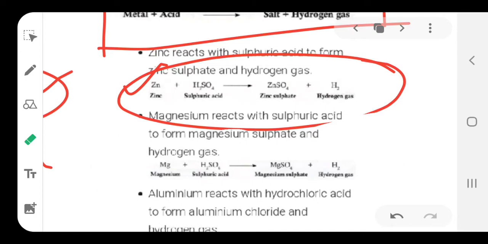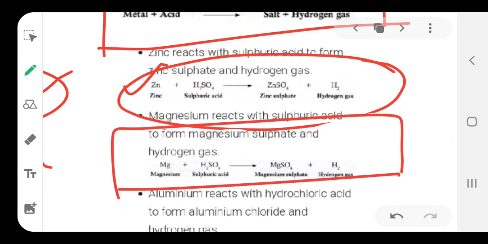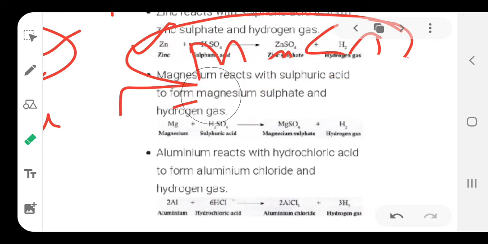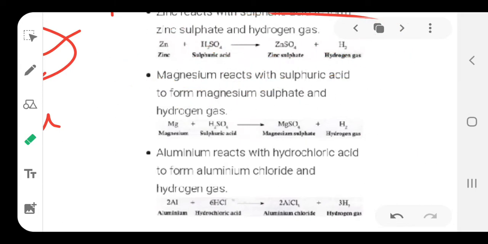Similarly with the second one, magnesium. So when magnesium combined with sulfuric acid, it gives you magnesium sulfate, MgSO4, with hydrogen. So again, magnesium sulfate is also referred to as salt. And similarly, the last equation, write it down very, very carefully.